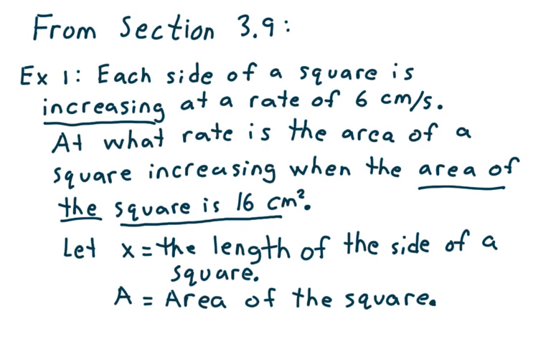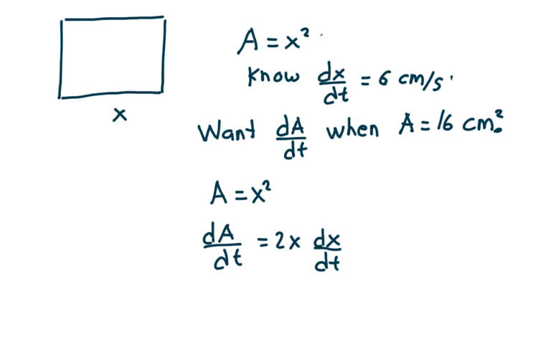So we need to identify our variables. Let x equal the length of the side of a square. That's in centimeters. Let A equal the area of the square. So notice we have a square of side length x. What's the formula for the area of a square of side length x? Well, A equals x squared.